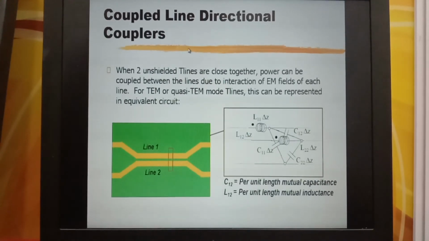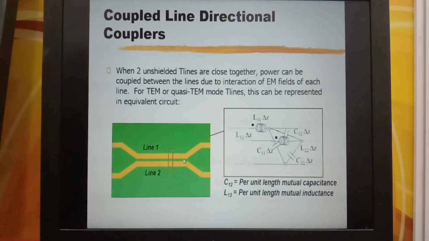What we have seen earlier are the hybrid coupler, where the coupling factor is 3 dB or half power at the two output ports. In some applications, we only want a small fraction of the input signal to be coupled to the coupled port. One simple solution is to use a pair of parallel transmission lines with a small spacing between them.